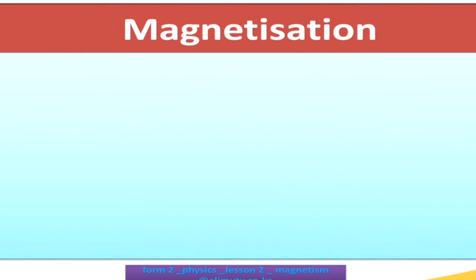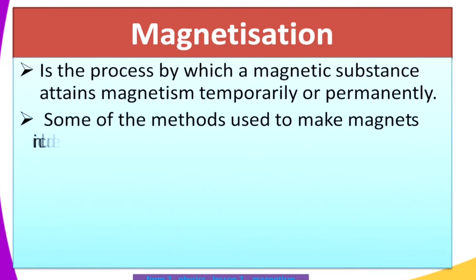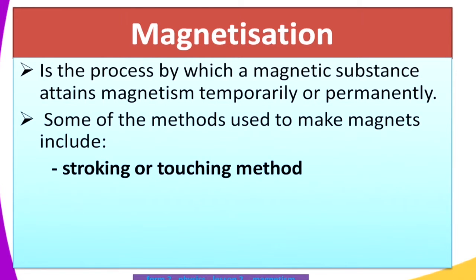Now, let's come back to our class. So we have had a short experience in the lab, the process by which a magnetic substance attains magnetism temporarily or permanently. So a magnetic material can either be temporary or permanent. Some of the methods used to make magnets include the following. One, we have stroking or touching method. We have learned that in the lab. We have the electrical method, which is yet another method of making materials magnets.